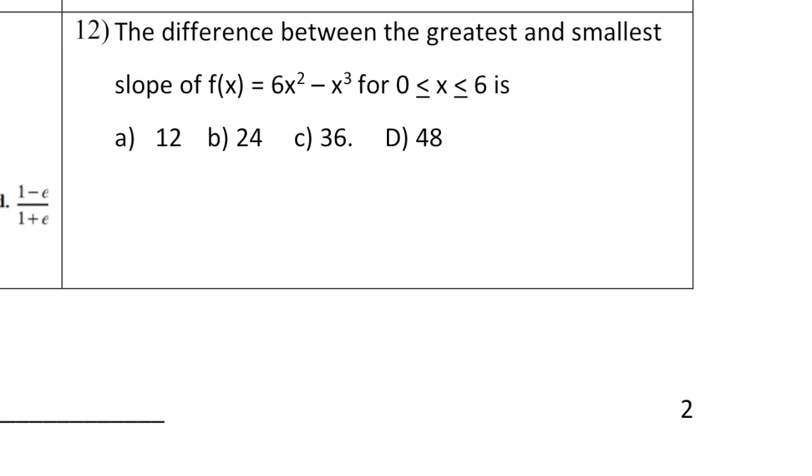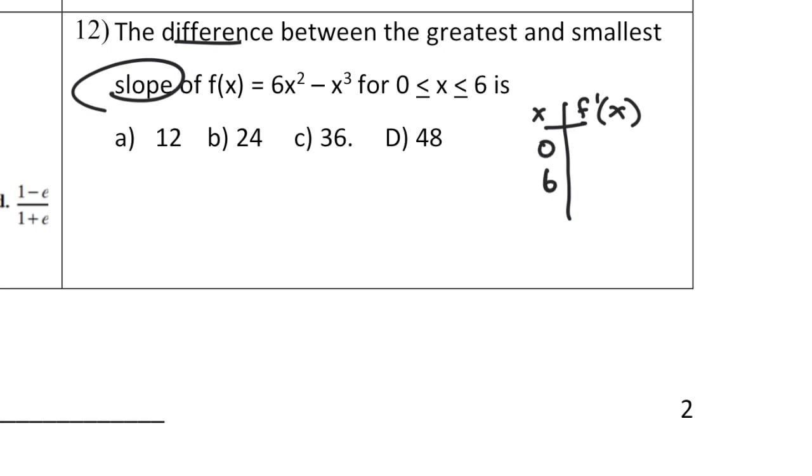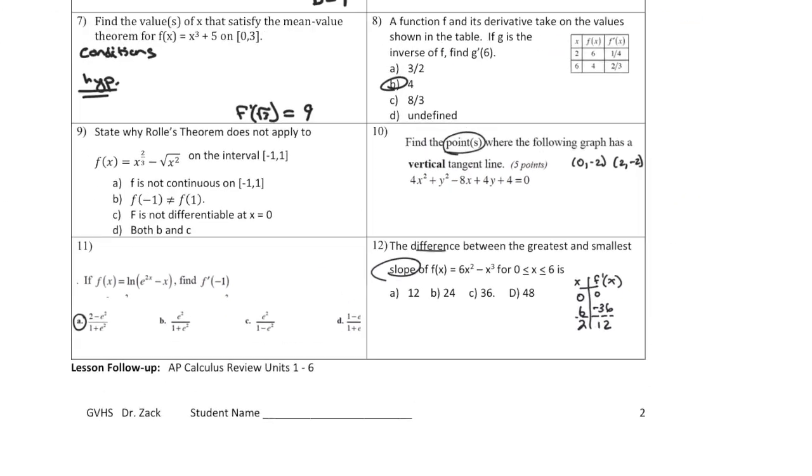Number 12, you were looking for the difference between the greatest and the smallest values. Your greatest value, when you think about your table, should have had x and f prime of x, because you were looking for the greatest and smallest values of the slope. And 0, 6, and 2 were the numbers you wanted to consider. The critical number being the 2, and your endpoints, of course, were 0 and 6. 0, -36, and 12 should help you find your correct answers.